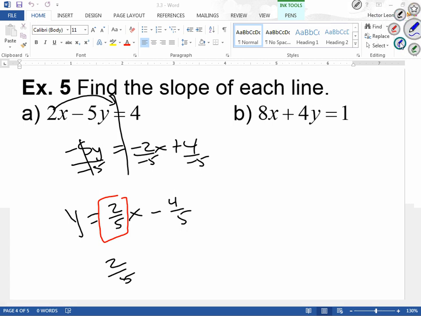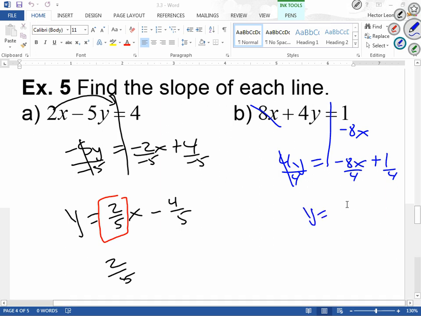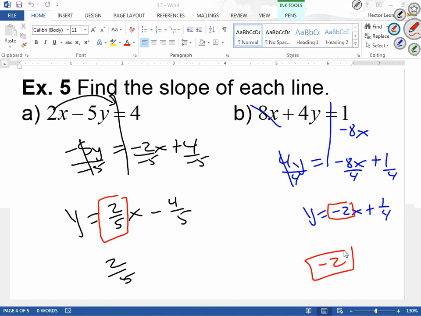All right, let's take a look at my example B. All right, separate them through the equal sign. I'm going to move the x to the other side as a negative 8x. So I have that 4y equals negative 8x plus 1. I'm going to divide both sides by 4. All right, everything divided by 4. So y equals negative 2x, right? Negative 8 divided by 4 is negative 2. Negative 2x plus 1/4. Once again, the slope is the number that comes with the x. So in this case, negative 2.